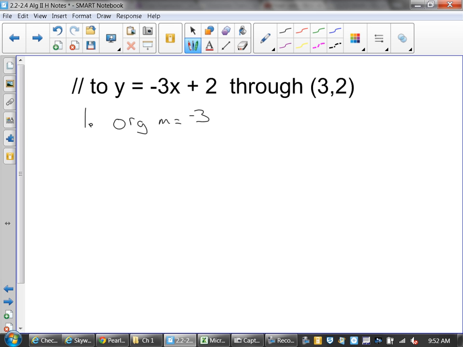The next step is it a parallel slope that I'm trying to find or a perpendicular slope I'm trying to find? What am I trying to figure out here? Parallel. All right, so what's the parallel slope to negative 3? Okay.